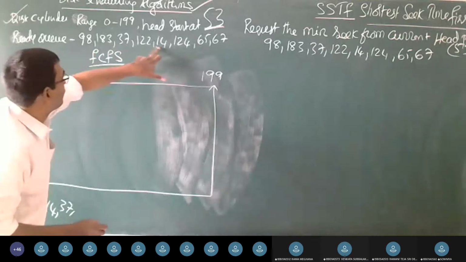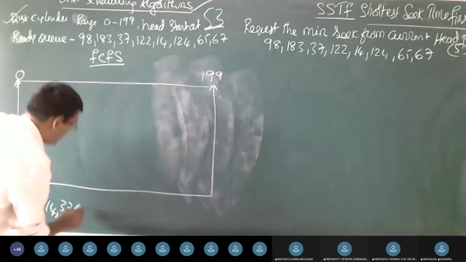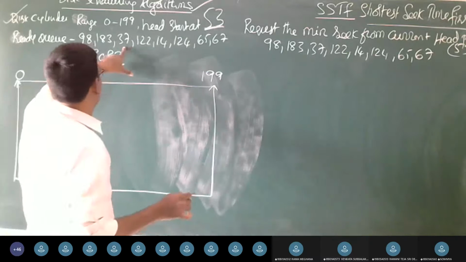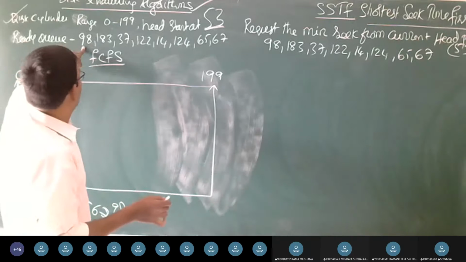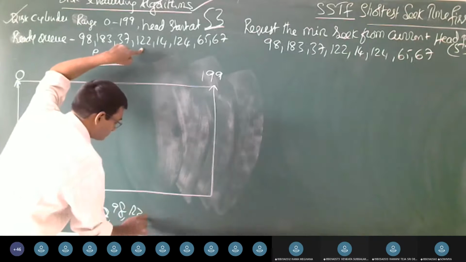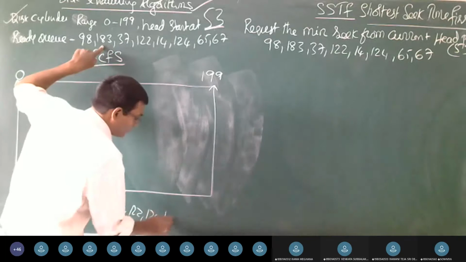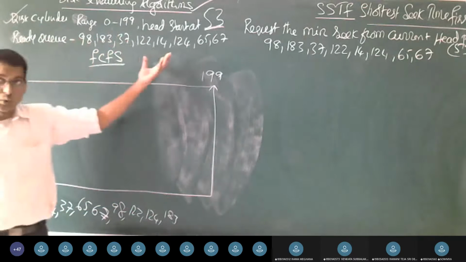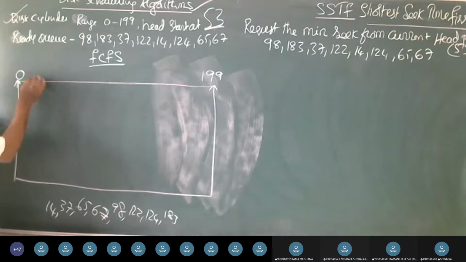Thereby, after 14, I'm going to write the ascending order as 27, then followed by 65, followed by 67, and thereby after 67 we have 98, and thereby we do have 122, 124, and next item we are going to have as 183. So we got some ready queue where the cylinders are going to be requested, and thereby we are going to mention the order. Now plot these items.